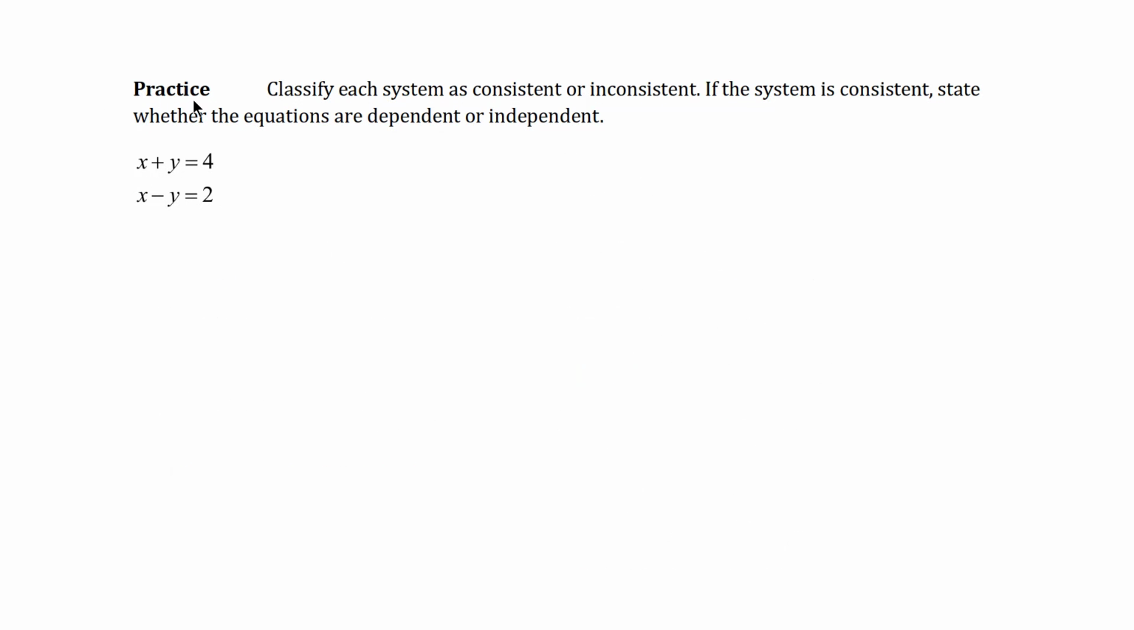Next, we have a practice problem for you to try. Classify each system as consistent or inconsistent. If the system is consistent, state whether the equations are dependent or independent. The system of equations that are given is x plus y equals 4 and x minus y equals 2. So go ahead and pause the video, try out this problem, and then check back with the video to see the solutions.